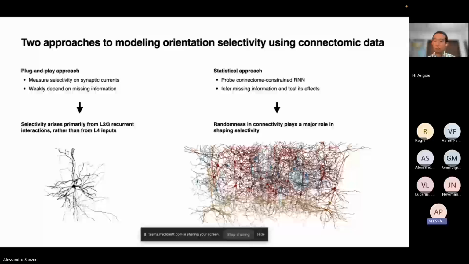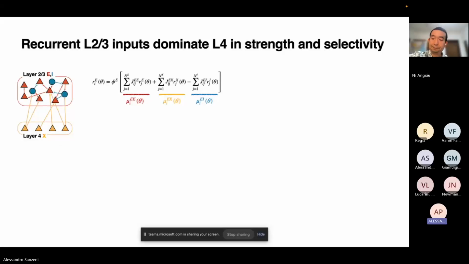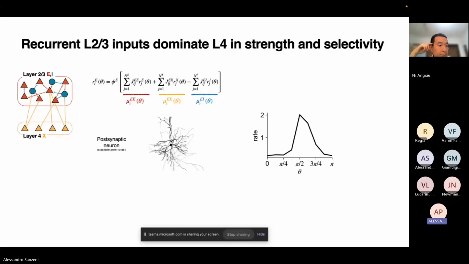Okay, let me walk you through some more details of this. So for the first plug-and-play approach, if you assume that the system is stationary, the firing rate of a neuron as a function of the stimulus orientation is given by the transfer function of its synaptic currents. This transfer function we don't know, but we know it's monotonic. So we can use this expression to probe the role of the different currents in shaping selectivity. We can estimate that directly from the connectome. This is how it works.